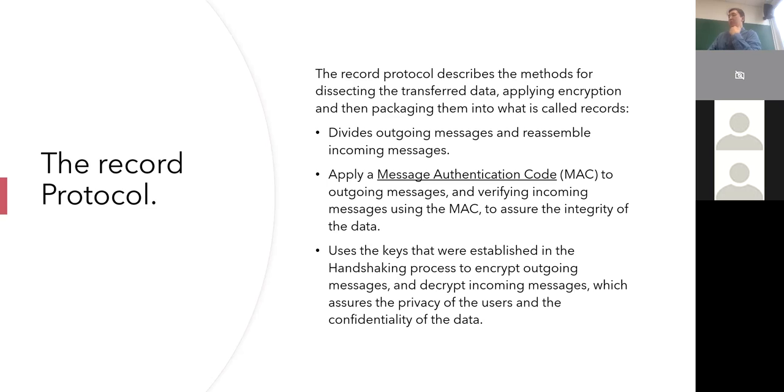messages, it applies a MAC to the outgoing messages and uses this MAC to verify the incoming messages, by which we can assure the integrity of the data. This MAC can be added as a hash for the records to make sure that the data hasn't been changed or something. It uses the keys that were established in the handshaking process to encrypt and decrypt. The protocol assures the privacy of the users.